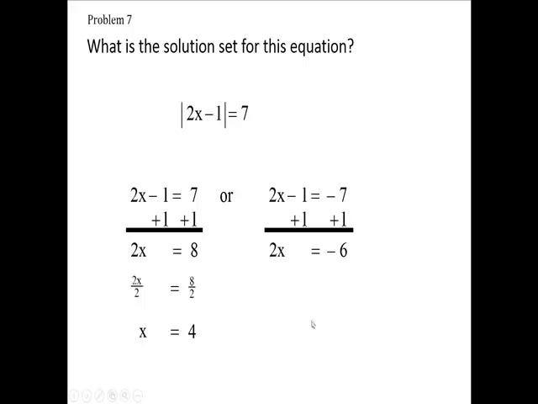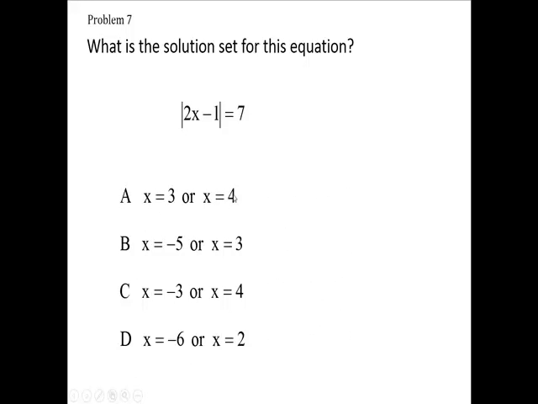Okay? So now we have two terms here, separated by an equal sign. We're going to divide by the coefficient of the variable, this number right here, on both sides. We're going to get x is a negative 3. So we want the answer that has a 4 and a negative 3. So there's a 4, but that's not negative 3. There it is. That's a 4 and a negative 3. The answer we're going to pick is C.